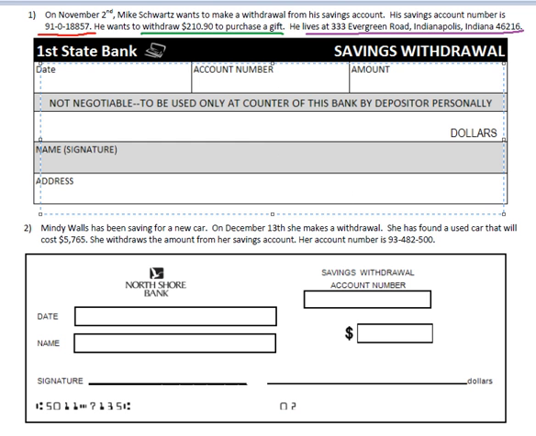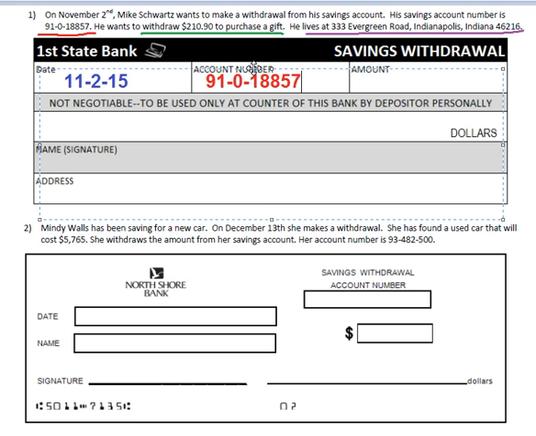Well, first things first, we have the date. 11-2-15, because he had this in November. We have to fill in the account number. Okay, we're looking pretty good. And then the dollar amount. How much does he want to take out from his savings account?